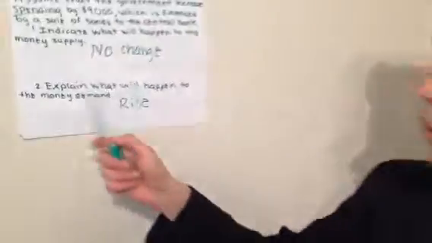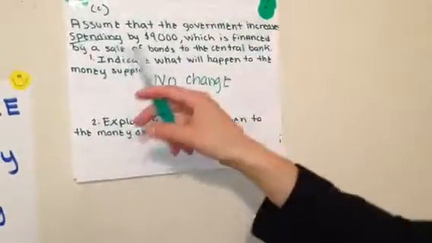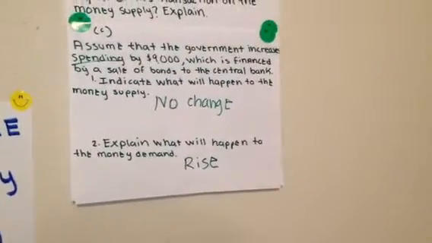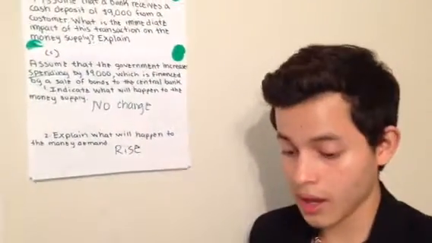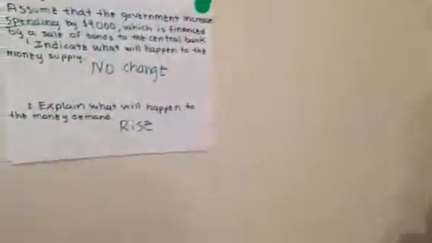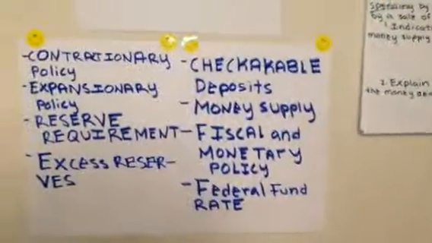Why is this? Well, if there's a government increase in spending, that means that there's going to be an increase in the disposable income, therefore increasing the GDP in that nation and increasing the money demand as well. So make sure you got this down. Don't forget about the key concepts. Go over them to make sure you know them. It'll be very, very crucial in the future.